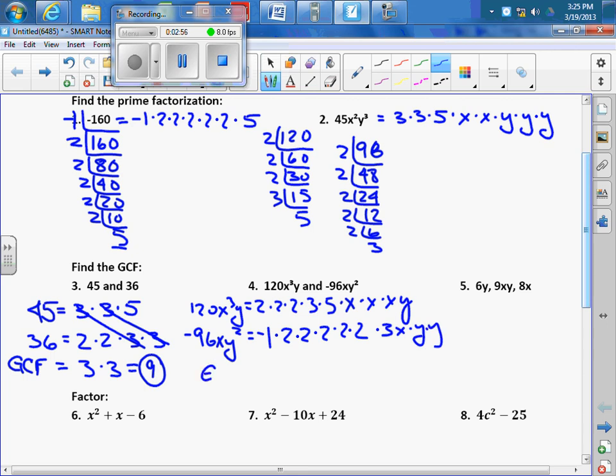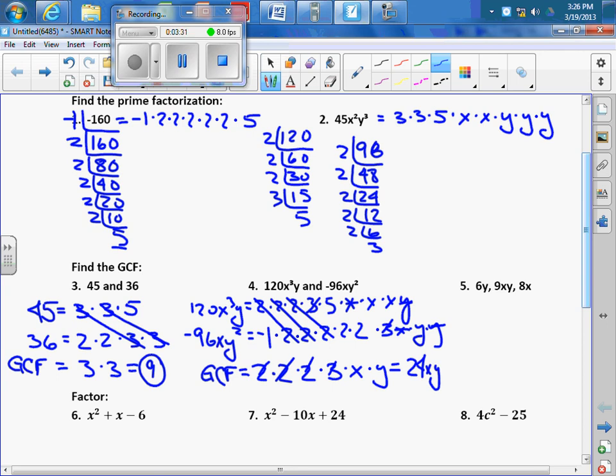Now, what's in common? Well, we have a 2 in common. And we have a second 2 in common, yet another one. We have a 3 in common. We have an x in common. And we have a single y in common. So the greatest common factor would be 2 times 2 is 4, times 2 is 8, times 3 is 24, 24xy.